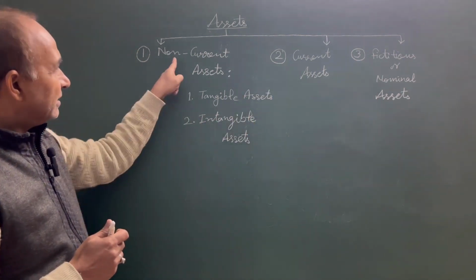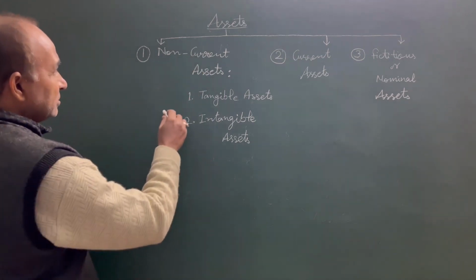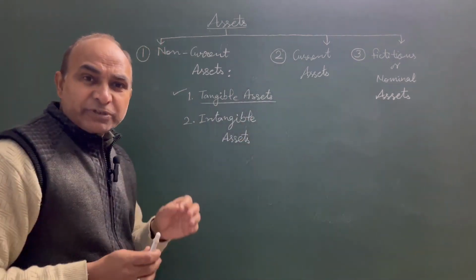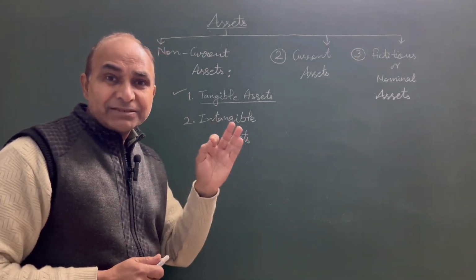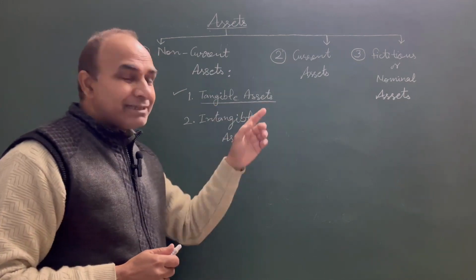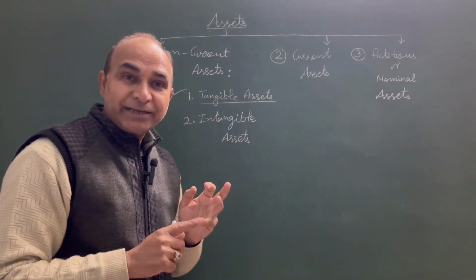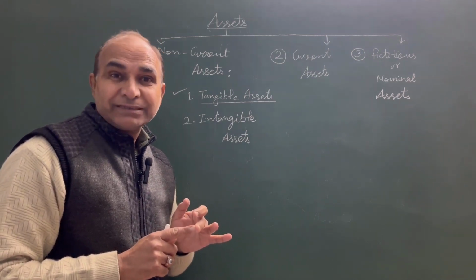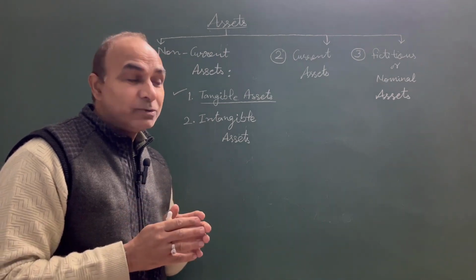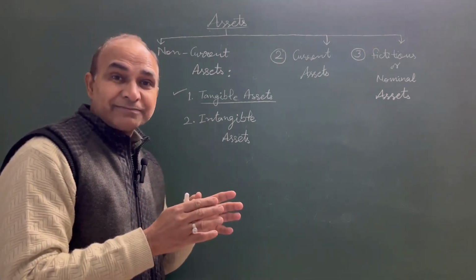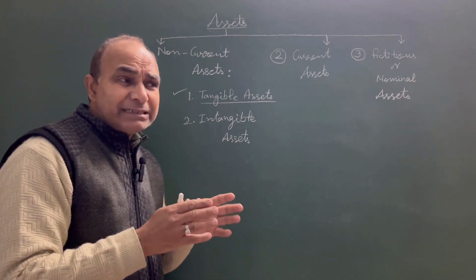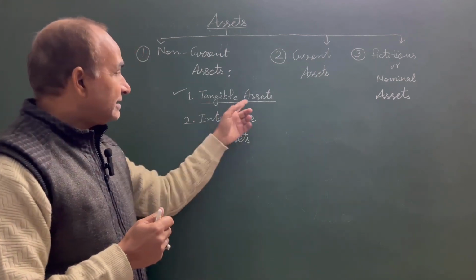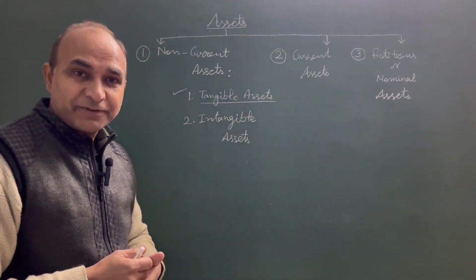Now the types of non-current assets. The first one is tangible asset. Tangible means which you can touch, you can see. Tangible assets include land and building, machineries, equipments, and vehicles. These are the tangible assets which we can see, we can touch. It means these assets have physical existence, and they also provide benefit for a long period of time.